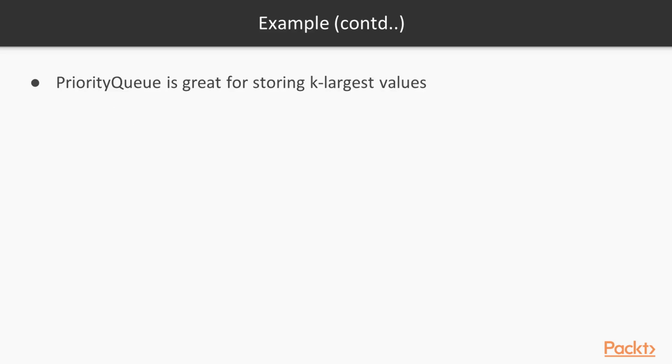PriorityQueue is great for storing k-largest values. So what does that mean? Whenever you are inserting items into the PriorityQueue, they get automatically sorted, depending on your choosing, and you can just use it to retrieve the k-largest values. Let's say you take the top 5 elements from this PriorityQueue, and you will know that all the operations will be really fast if you want to do this.